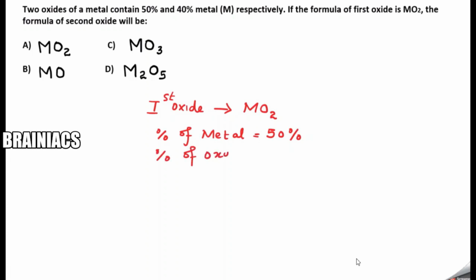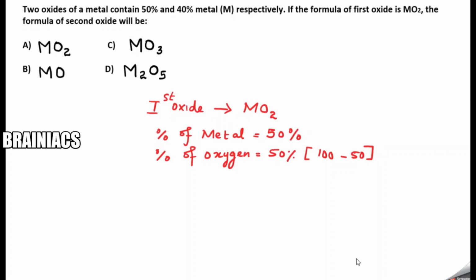So the percentage of oxygen in this case is 50%. How are we getting it? Because the total is 100, so 100 minus 50. Correct. So you will get it as 50%. Now, in the case of the second oxide, what are they telling? We will talk about the second oxide next.